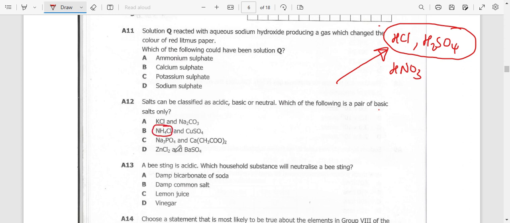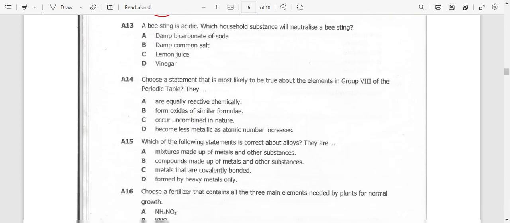Even this one is also wrong. So you can easily tell that the answer is going to be this one. Yeah, that's how you get to find that. You see, just applying the things that you know.